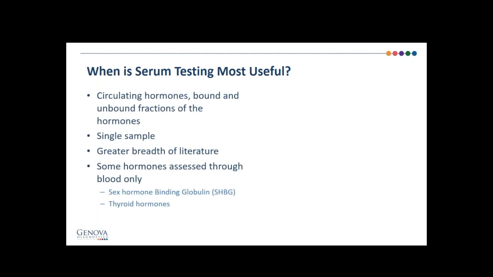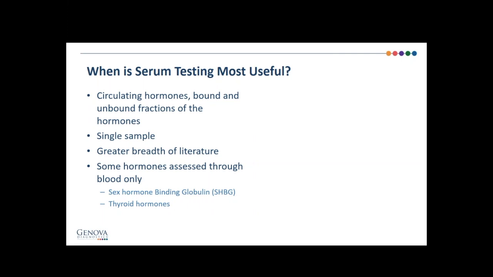Well, for circulating hormones, you get bound and unbound fractions of the hormones in a single sample. So when you're doing serum, you're doing a blood draw, you're getting a moment in time. When you're looking at, for example, saliva, you can look at increments of time and look at patterns. There's a greater breadth of literature with serum, perhaps because people were utilizing it earlier, but there is a lot out there in PubMed if you're looking for peer-reviewed literature on serum testing.